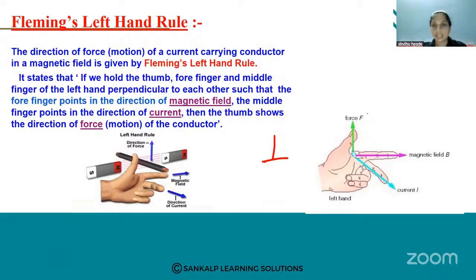So here this thumb shows the direction of force, the forefinger shows the direction of magnetic field, and the middle finger shows the direction of current, and each finger is perpendicular to each other. This is Fleming's left hand rule. It's very, very important. So remember these things.